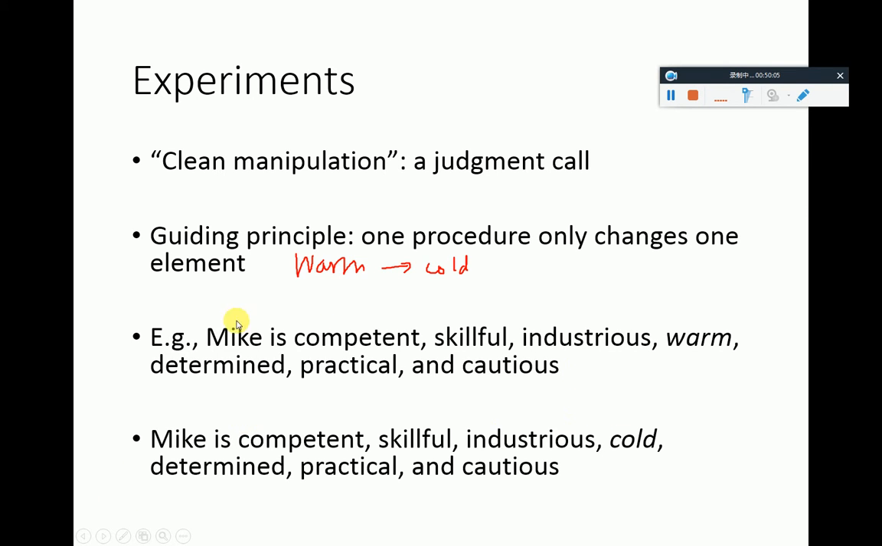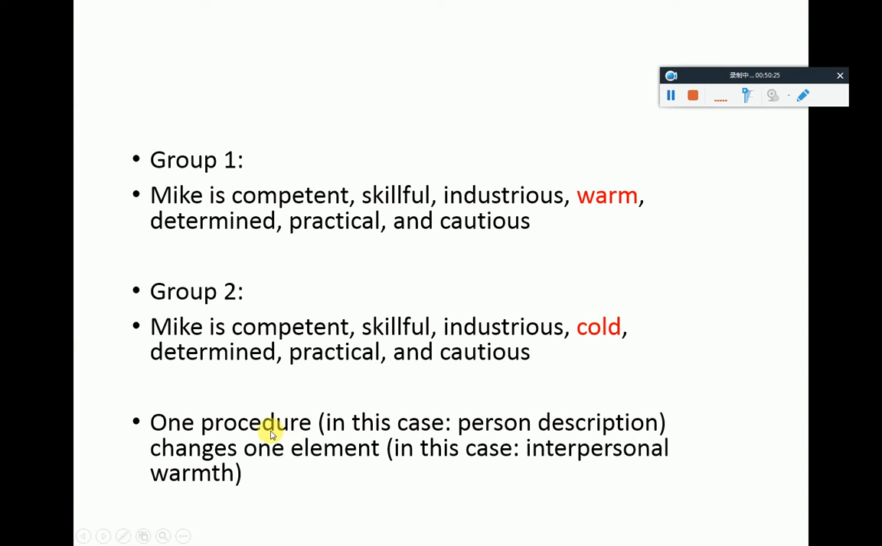For example, this is our example. Competent, skillful, industrious, determined, practical, cautious, they're identical. The only difference is warm versus cold. So that is one manipulation, and this one manipulation results in one change. So that's good. In this case, the one procedure is person description. In this case, the one element that's being changed is interpersonal warmth. In one condition, this manipulated variable takes the value of warm, and in the second condition, this manipulated variable takes the value of cold. So that's clean manipulation. One procedure, one manipulation changes one condition.